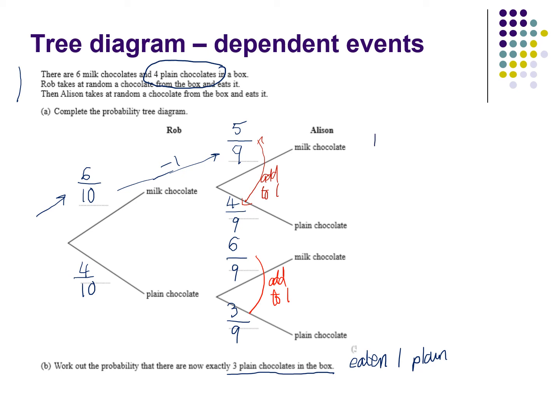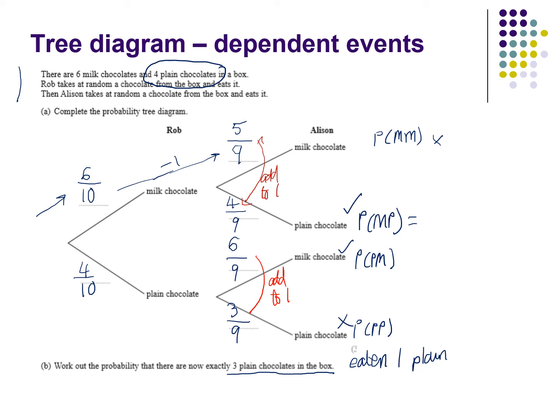So which of these then are eaten 1 plain? Remember, this top one is milk. Well, that's not eating a plain one. This next one is milk plain. Well, that's eating 1 plain. This next one is plain milk. Okay, that's eaten 1 plain. And the next one is plain. Well, that's not eating exactly 1, that's eating 2. So the ones we're interested in are the probability of the milk plain, okay, and the probability of the plain milk.